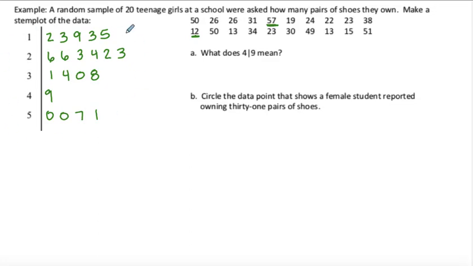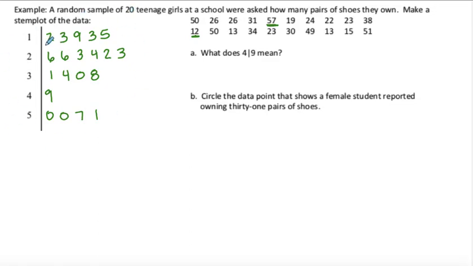So I would have 50, 12, 26, 50, 26, 13, 31, 34, 57, 23, 19, 20, 19, 30, 24, 49, 22, 13, 23, 15, 38, and 51. So this was my quick data set.